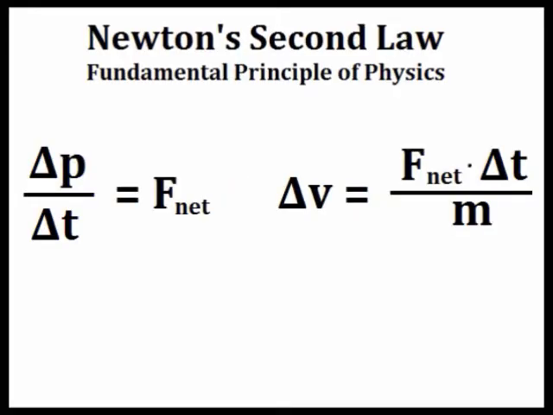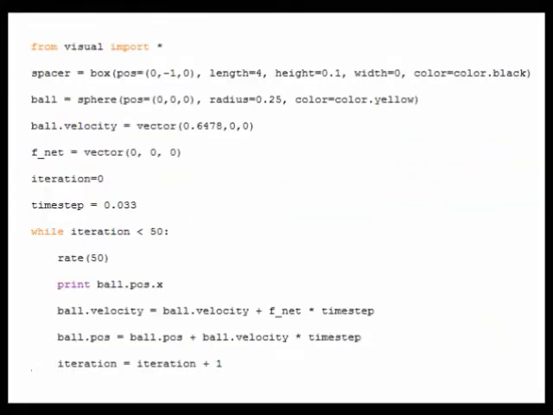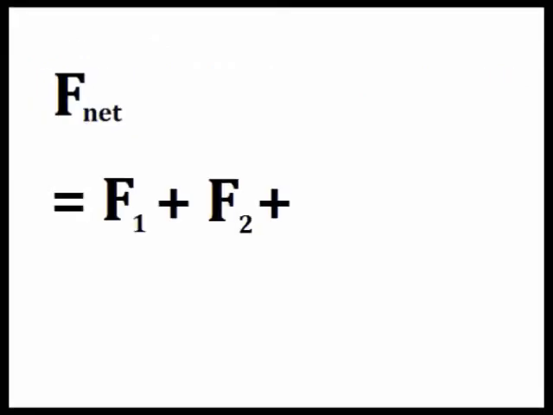Newton's second law states that in the case of zero net force, an object will continue at the same speed. If the net force on the ball is zero, it will move at a constant velocity. This is the case in the model, where F net is set to zero. We cannot say for sure how many forces are in play, only that they all add up to zero.